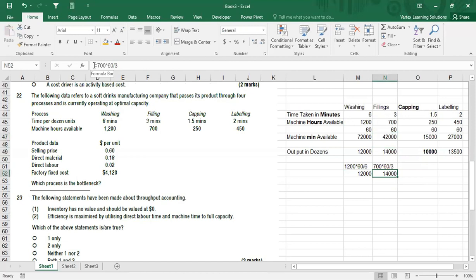So in any case, they ask us which process is the bottleneck, and our answer is that the capping process is the bottleneck, because capping has the minimum capacity. Minimum capacity is your bottleneck resource. Any question you want to ask?